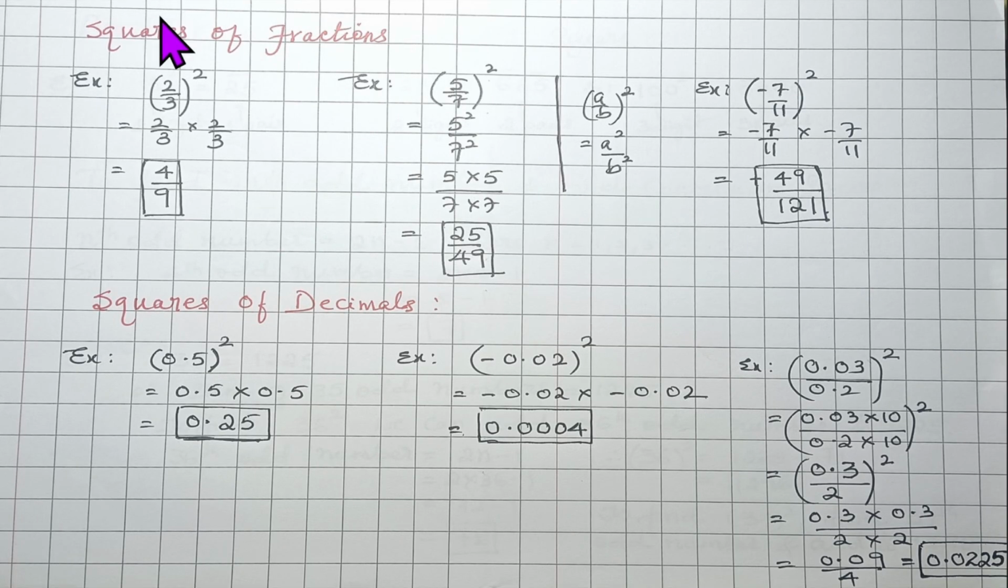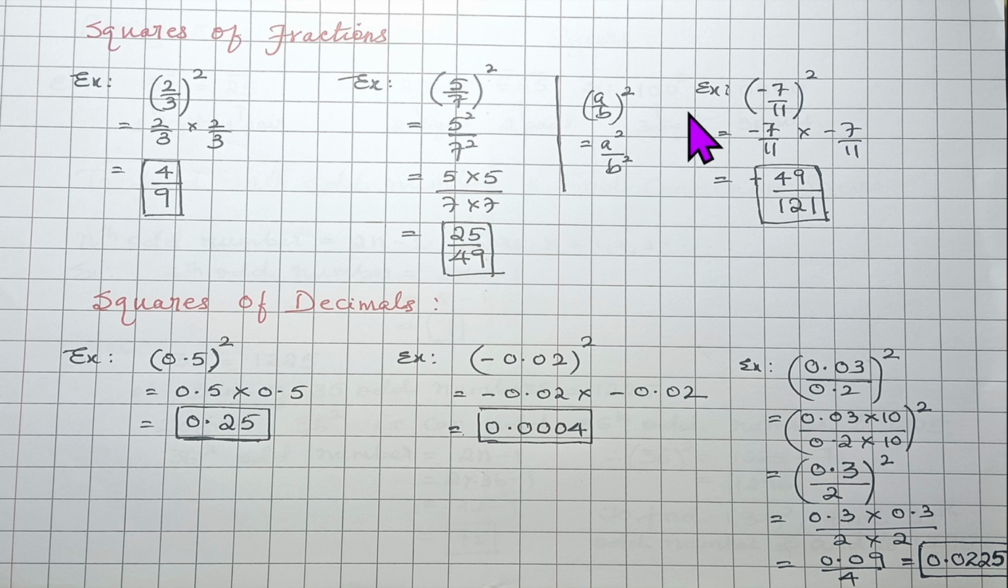Now coming to the squares of fractions. When you are given a fraction 2 by 3, then the square of that will be 2 by 3 whole raised to square. That is multiplying 2 by 3 twice, we get 2 by 3 into 2 by 3 is 4 by 9. Or else we can even apply the laws of exponents here.